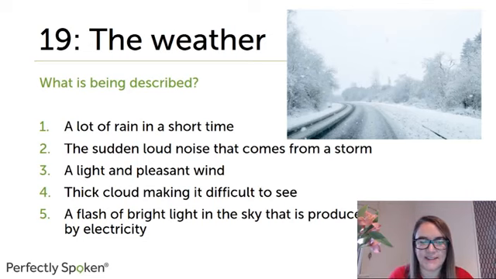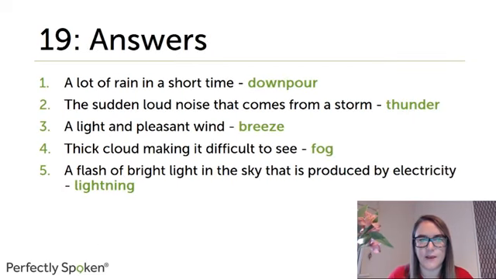Okay, let's check our answers together. So number 1 is a downpour, 2 is thunder, 3 is breeze, 4 is fog, and number 5 is lightning. Well done if you got those correct. So that brings us up to date to lesson 20. So let's have a look at the can-do statements.